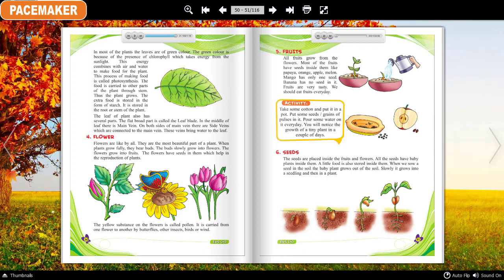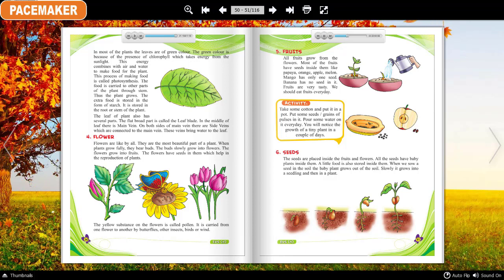5. Fruits. All fruits grow from the flowers. Most of the fruits have seeds inside them like papaya, orange, apple, melon. Mango has only one seed. Banana has no seed in it. Fruits are very tasty. We should eat fruits every day.